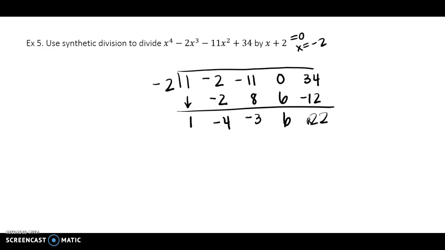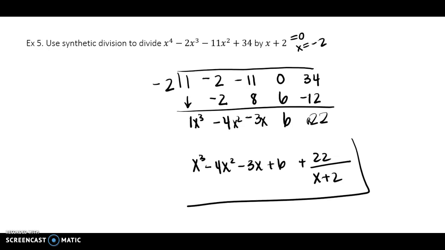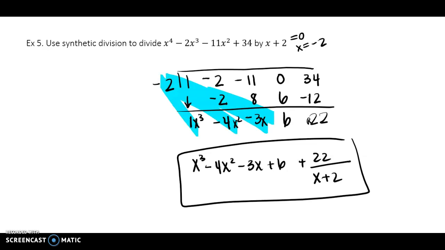The first one is your constant, x, x squared, x to the third. So you're going to rewrite this as x to the third minus 4x squared minus 3x plus 6 plus 22 over x plus 2, and that would be your answer. So again, diagonally, you're multiplying, and then going up and down, you're adding.